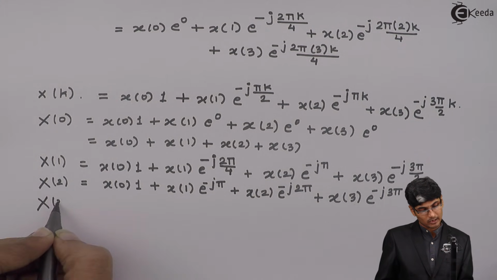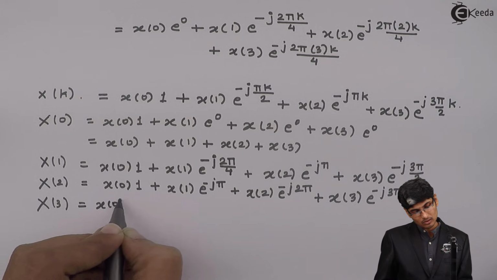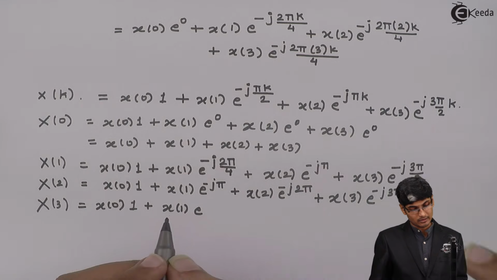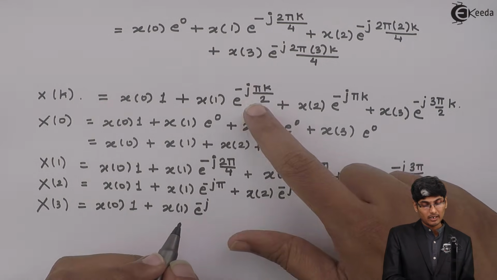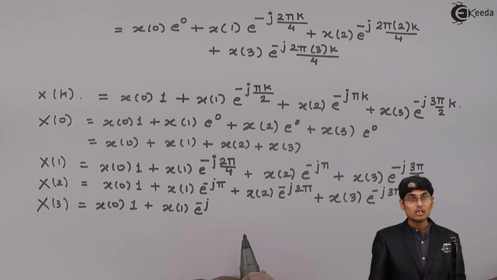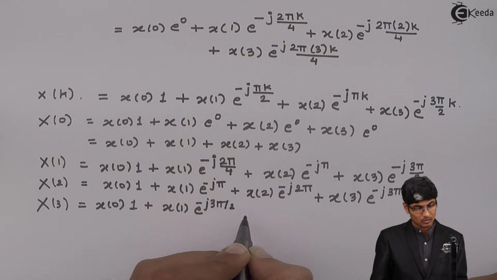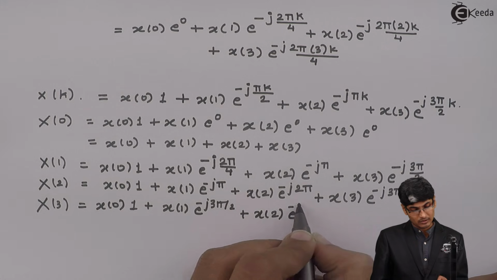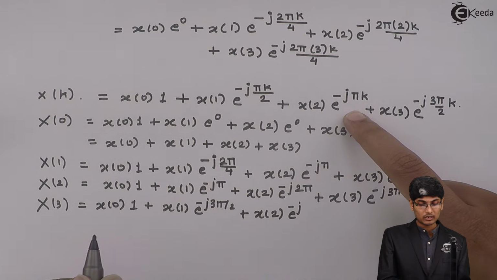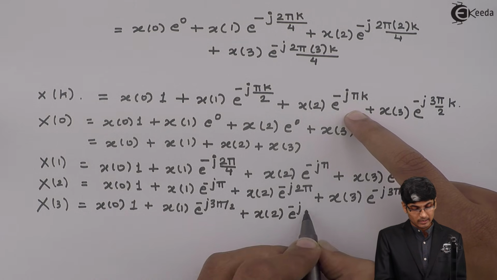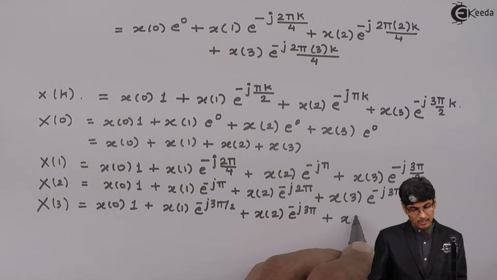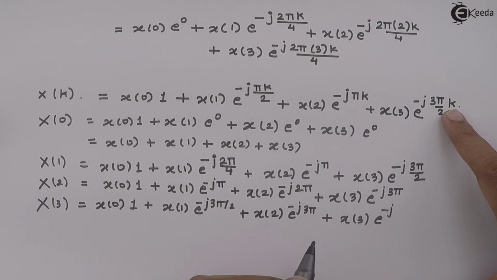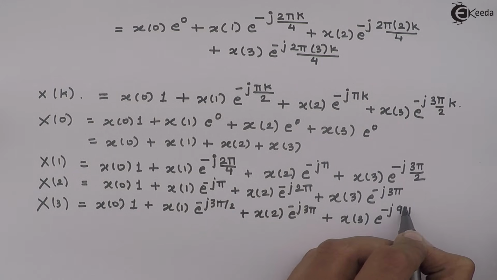Then lastly we'll put x of 3, which is x of 0 into 1 plus x of 1 e raised to minus j pi by 2 into 3, so it will give me 3 pi by 2, plus x of 2 e raised to minus j. Now here let us put k is equal to 3, so I'll get 3 pi, plus x of 3 e raised to minus j. Now when I put 3 here, it becomes 9 pi by 2, so it is 9 pi by 2.